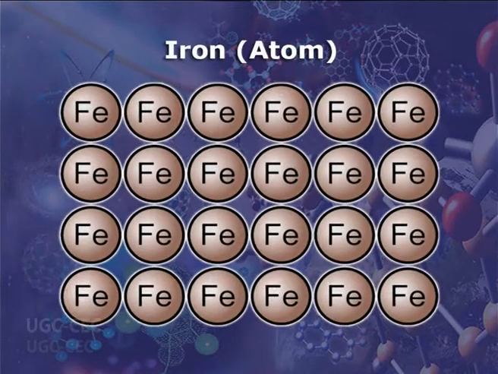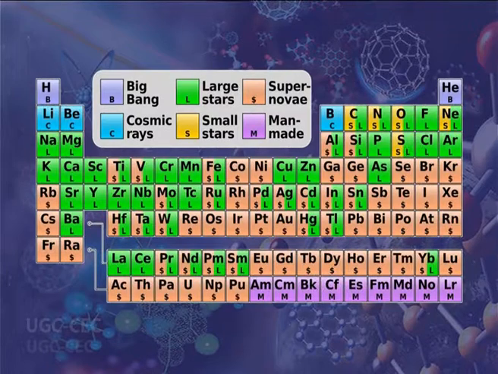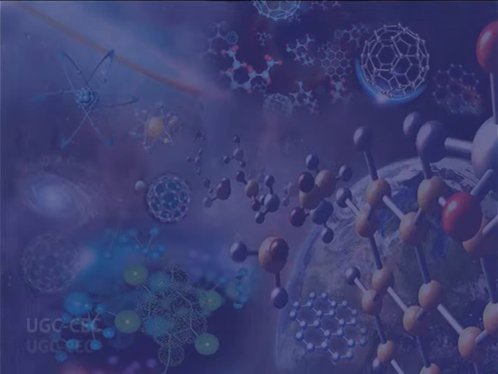An atom is the smallest particle of an element that still has the properties of that element. There are almost 120 known elements. The element most important to life is carbon, abbreviated as capital C.